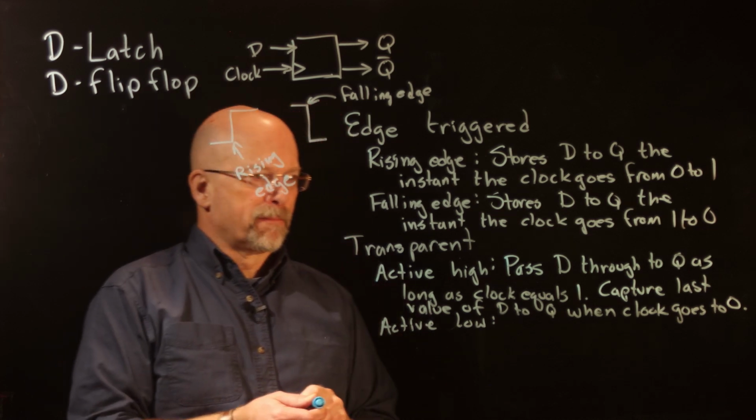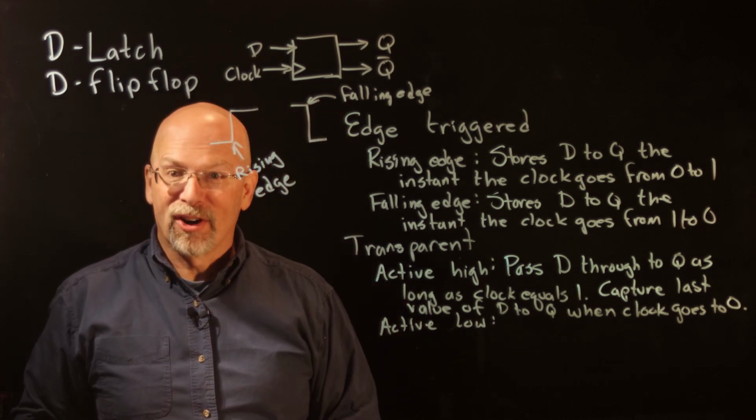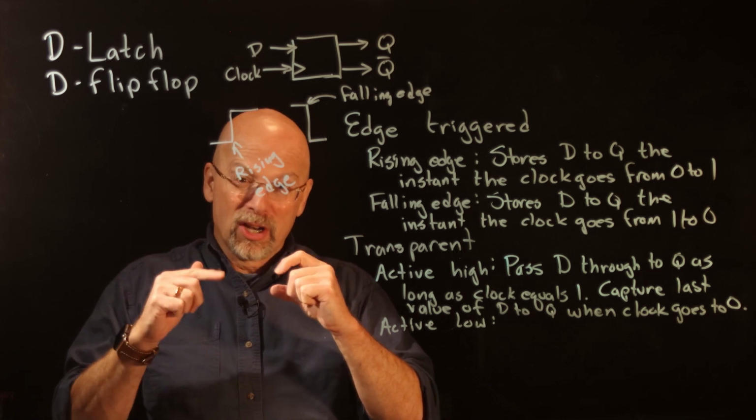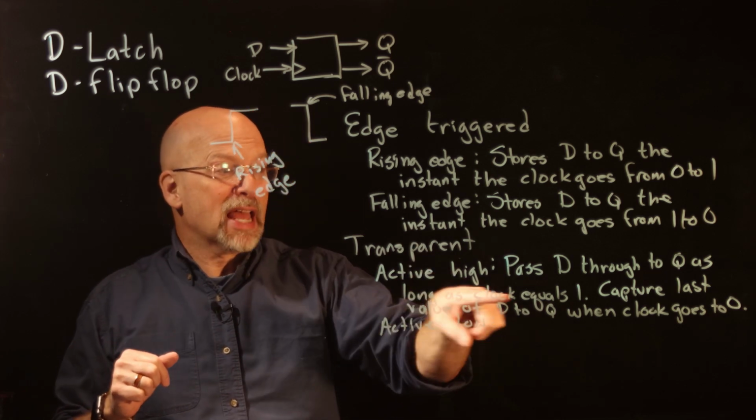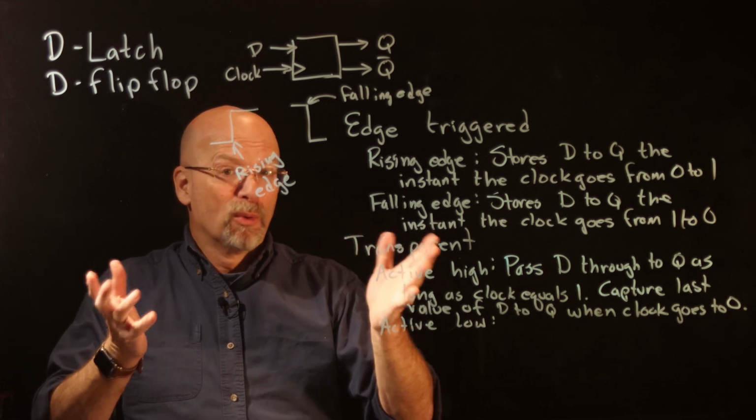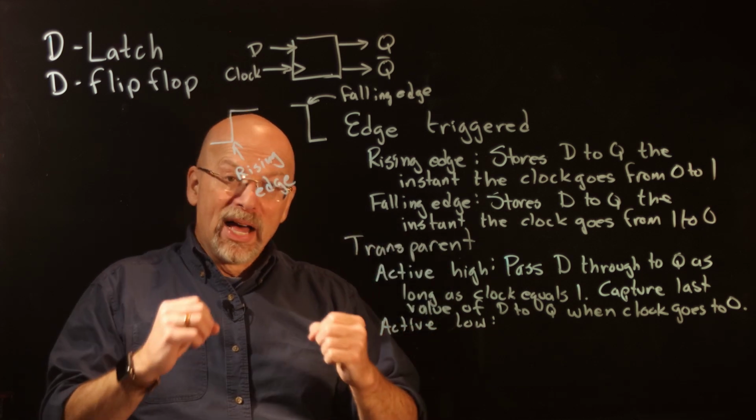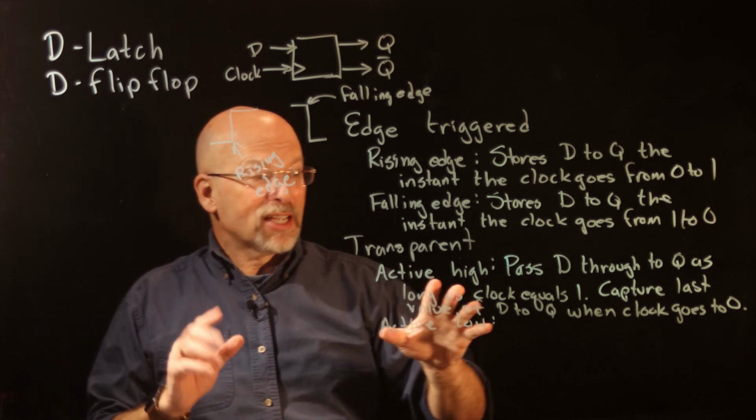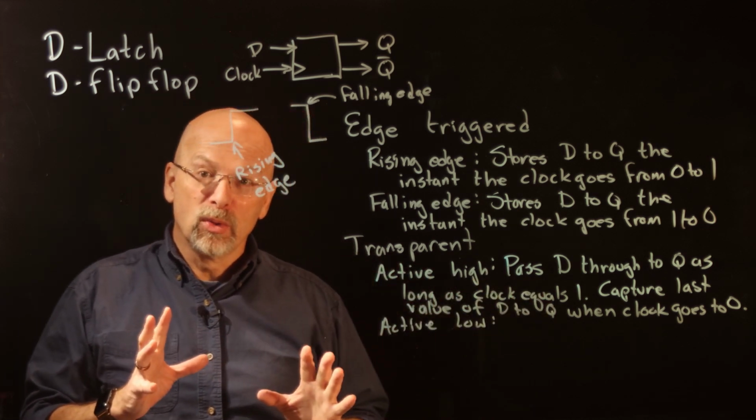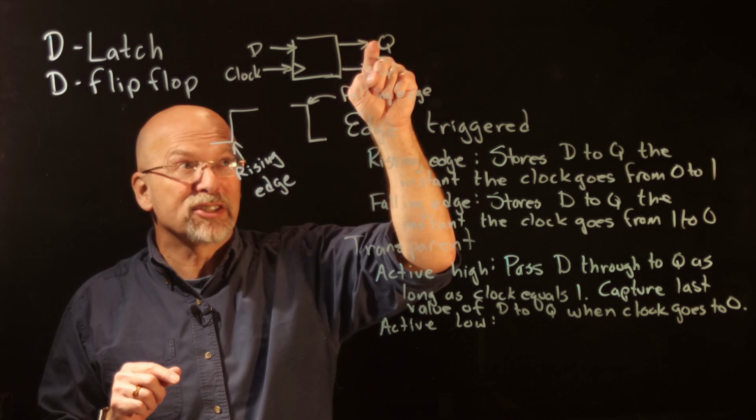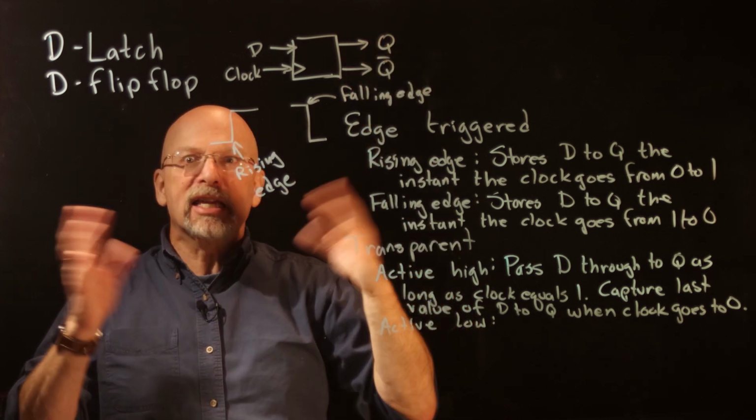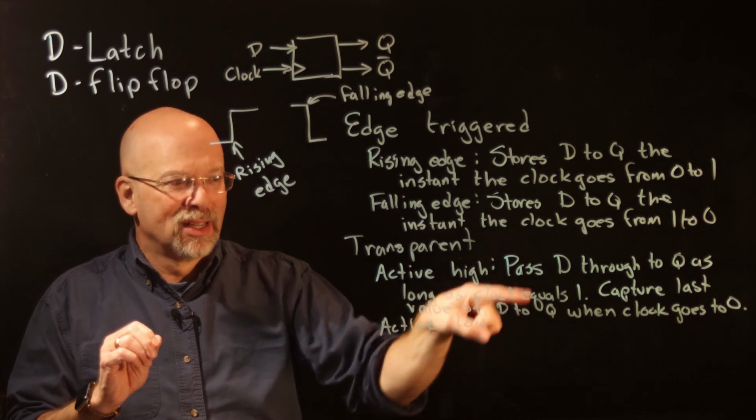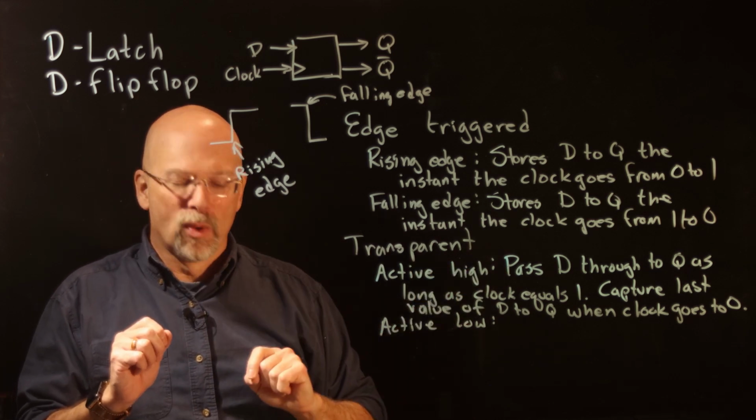All right, so just like the shutter on our camera, we're going to let everything through as long as our finger is on the button. As long as the clock equals a 1, we're going to pass everything straight through. But the moment the clock goes to 0, then the last value that was on D is going to be captured on Q, and then D can change as much as it wants. Q is then going to stay the same until the clock goes to 1 again.